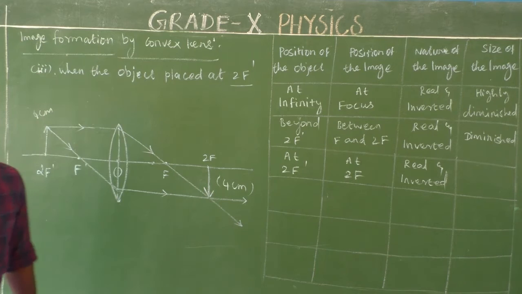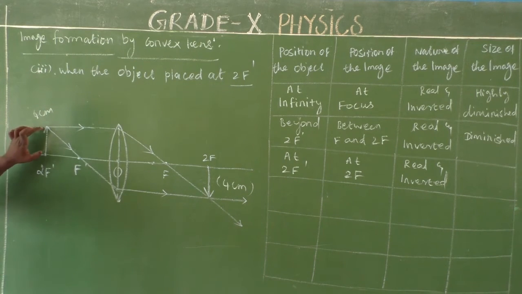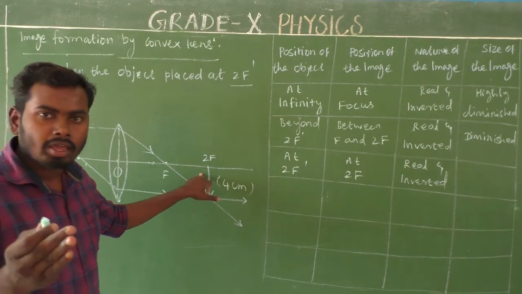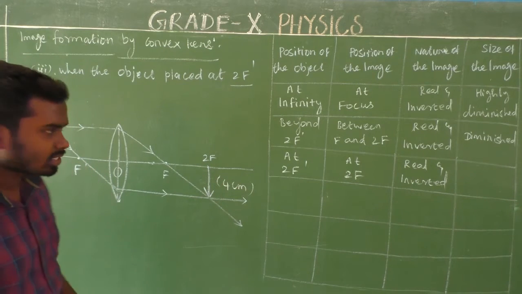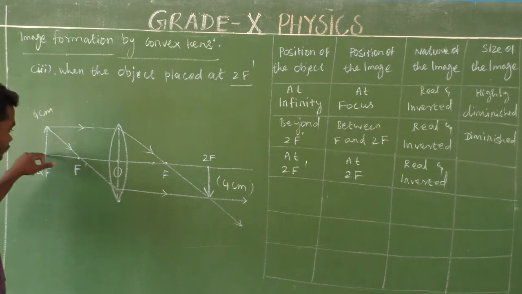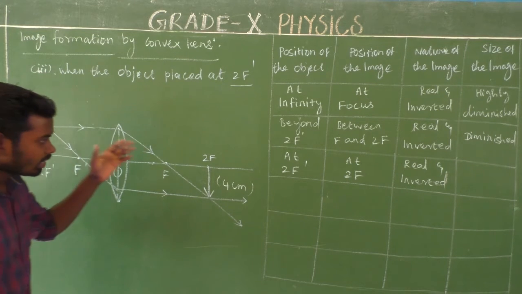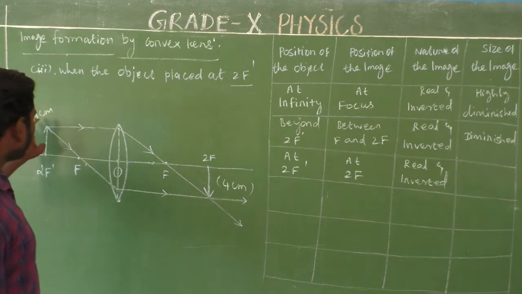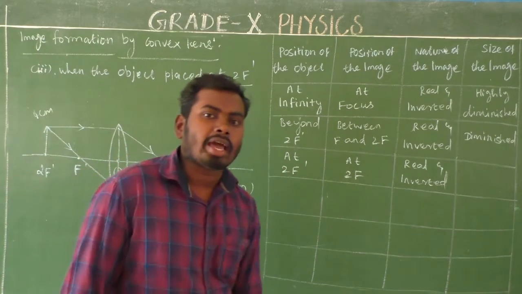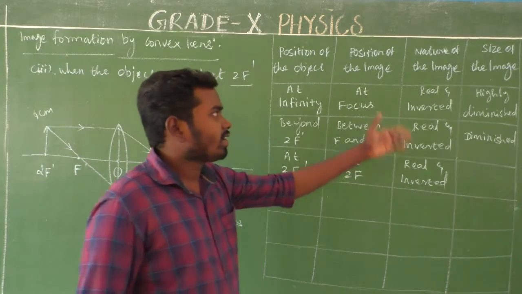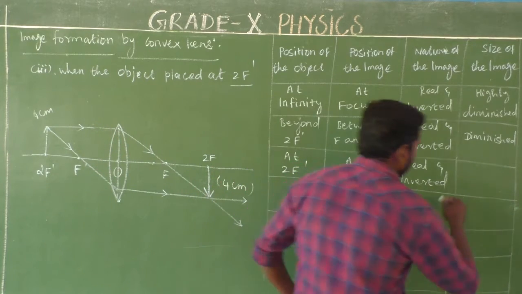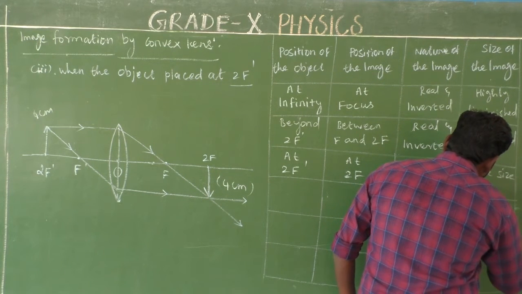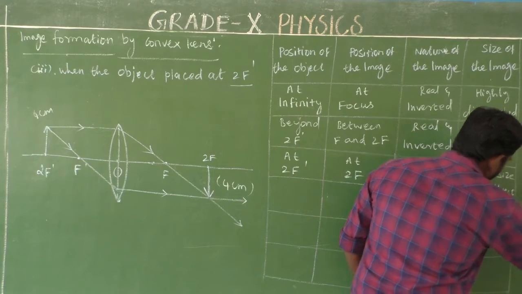Next one, what is the size? Look at this, already we know the object size will be equal to image size. If the object size is 4 cm, the image size will be the same 4 cm. Why? Because here the object is placed at twice its focal length, and the image is also formed at twice its focal length on the other side. So the object size will be equal to the image size. So what is the size of the image? The same size as the object.